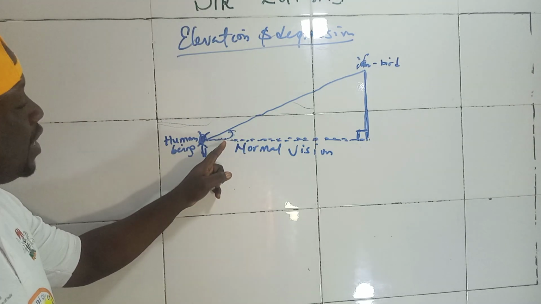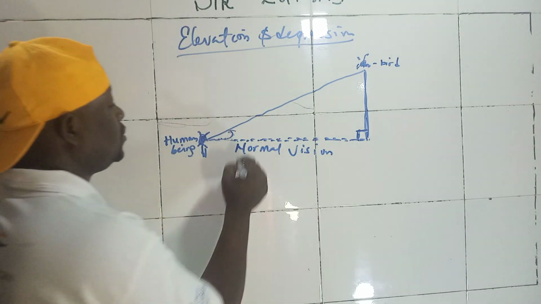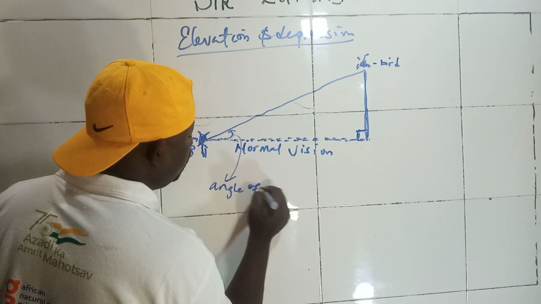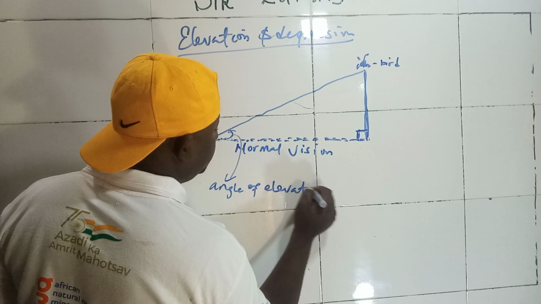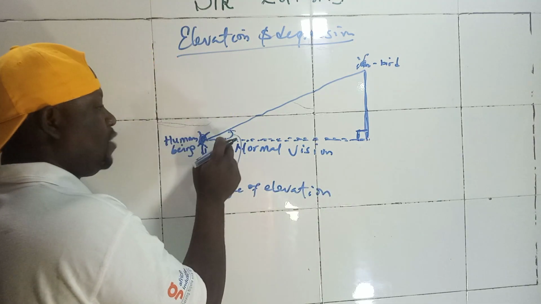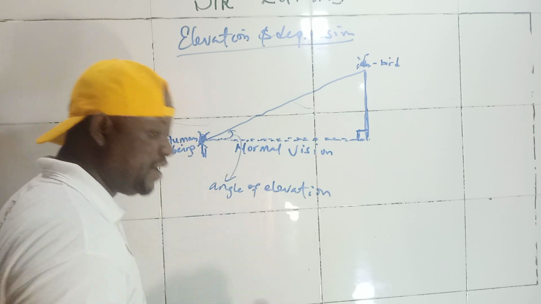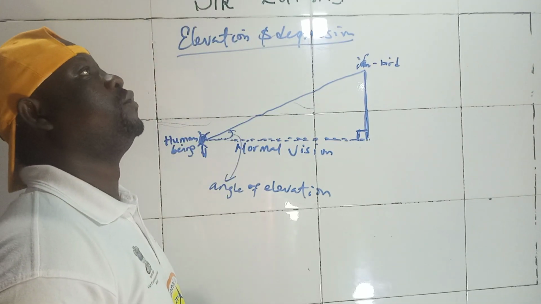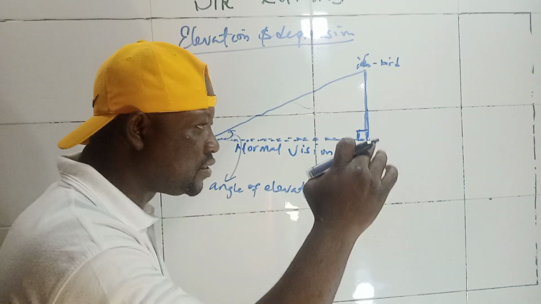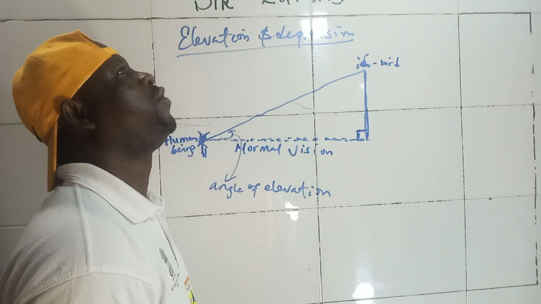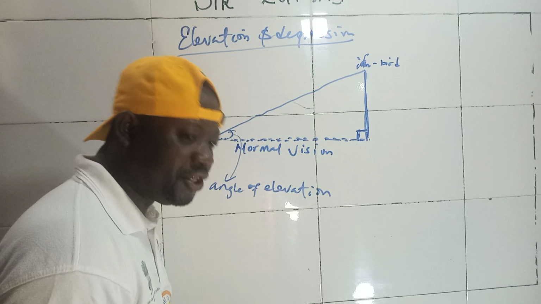This angle that I've covered is called the angle of elevation, the angle of looking up for my eyes. Because I've elevated my look, no longer looking straight but looking up. So if I'm looking up, it's called the angle of elevation.